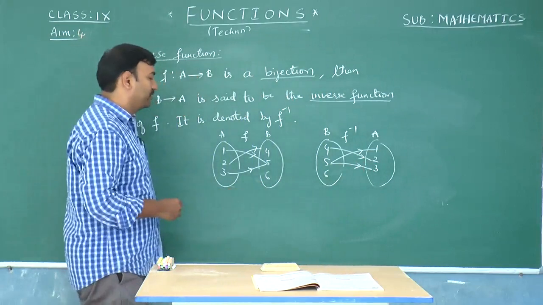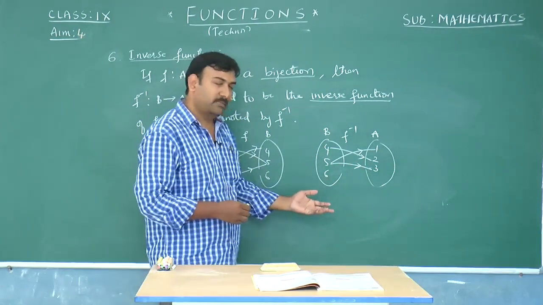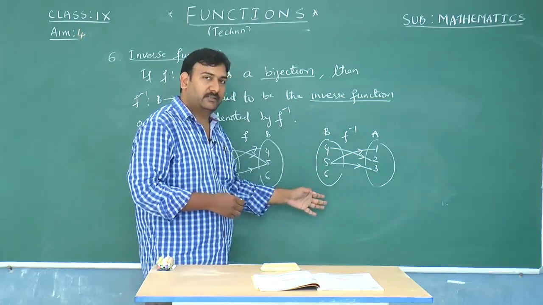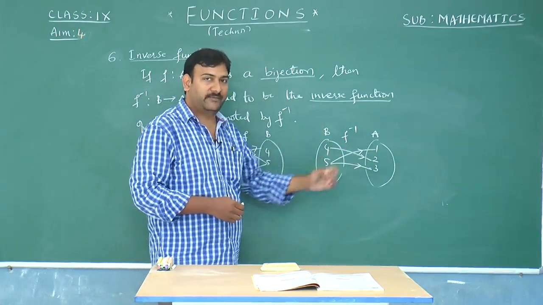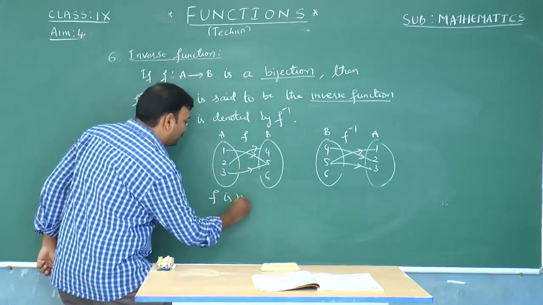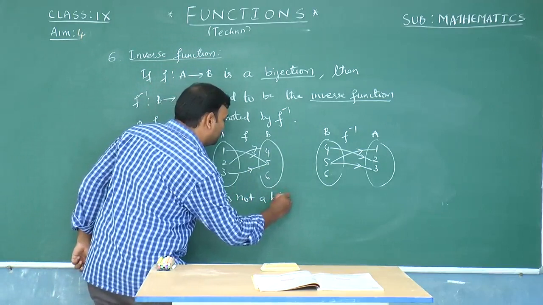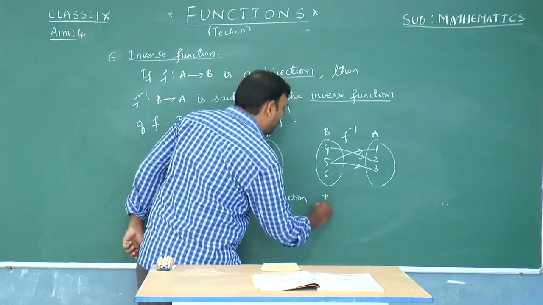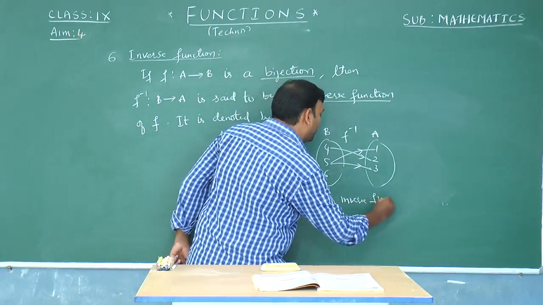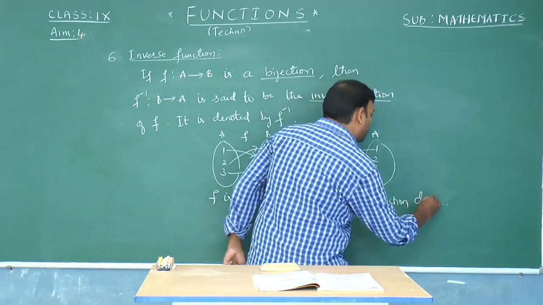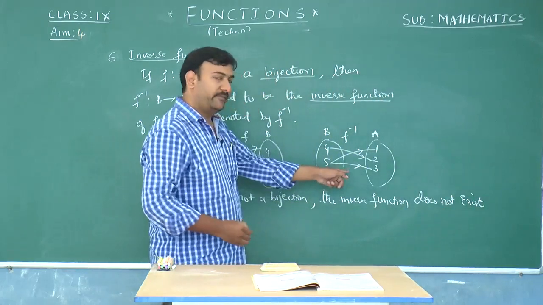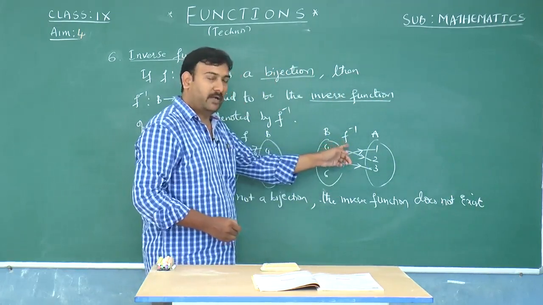But as per the definition of function, what is a function? A relation from A to B is said to be a function if every element of the first set is associated with a unique element of set B. But that is not happening here because f is not a bijection. The inverse function does not exist. So it is not a function, and that's the reason we call it not an inverse function.